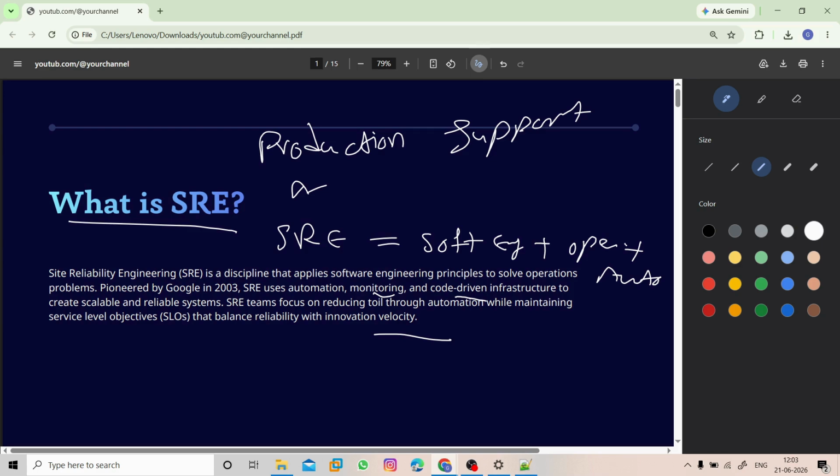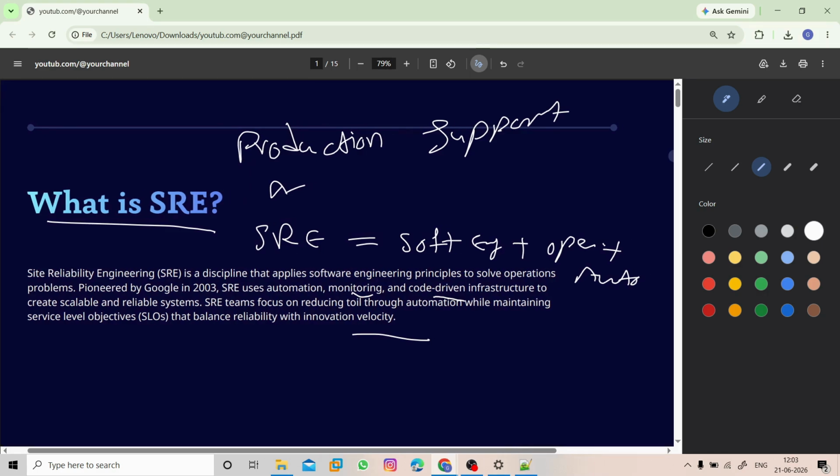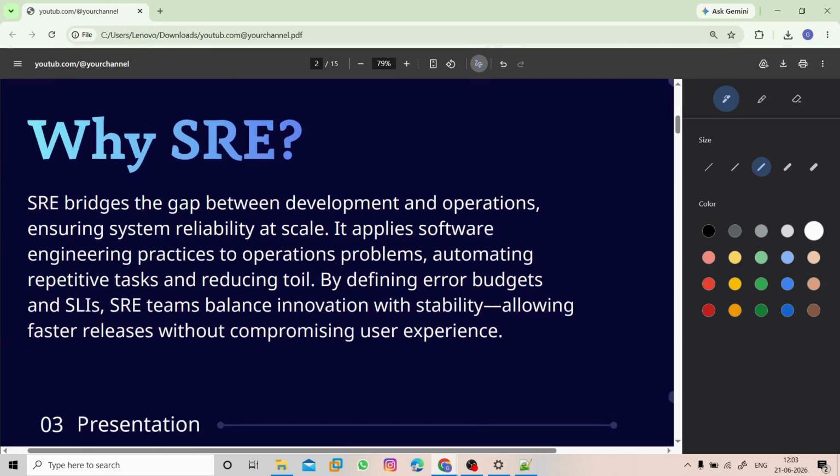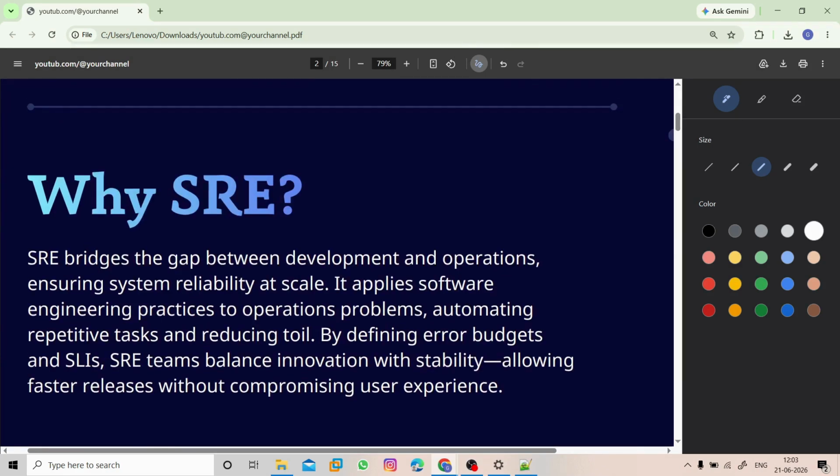Okay, next, why SRE? SRE bridges the gap between development and operations, ensuring system reliability at scale. It applies software engineering practices to operations problems, automating repetitive tasks and reducing toil. By defining error budgets and SLAs, SRE teams balance innovation with stability, allowing faster releases without compromising the user experience. So let's talk about why SRE.